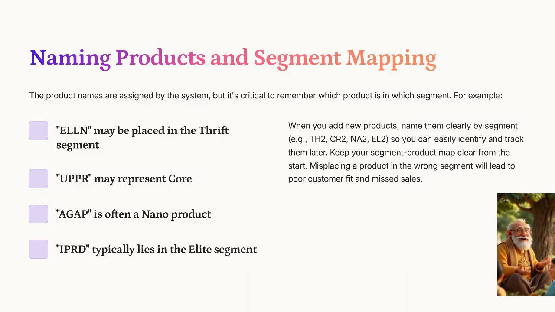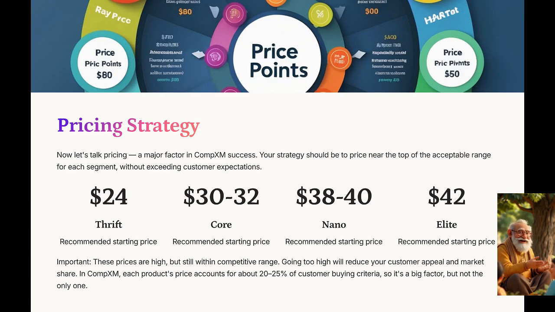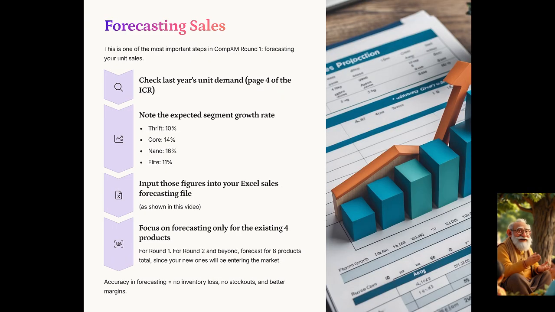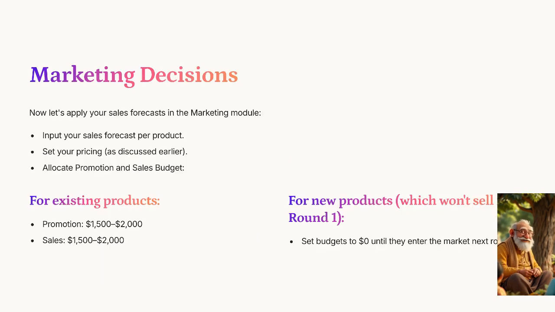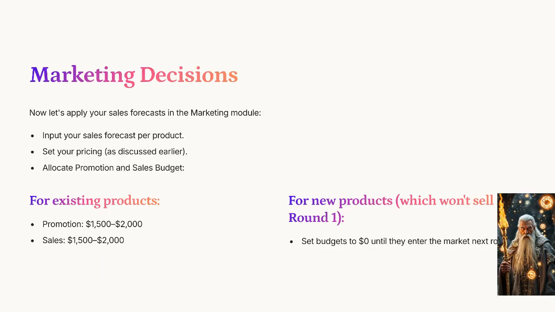Summary: Round 1 checklist. Add 4 new products: Thrift, Core, Nano, Elite. Set pricing near segment maximums. Forecast accurately based on growth. Adjust capacity and automation. Invest fully in HR and TQM. Fund decisions with stock and loans. Check pro forma before submitting.